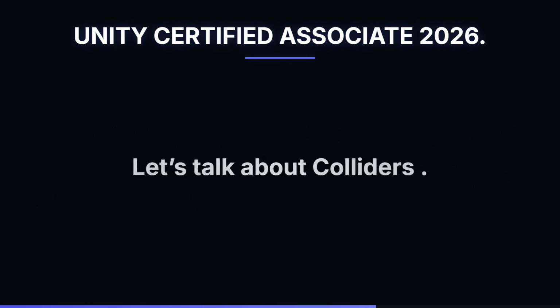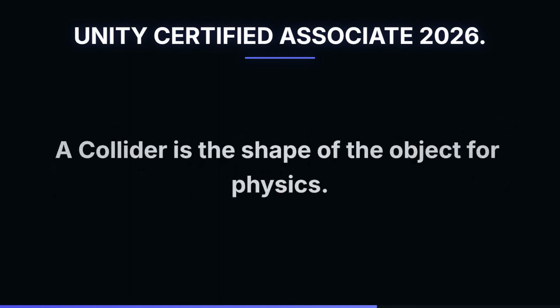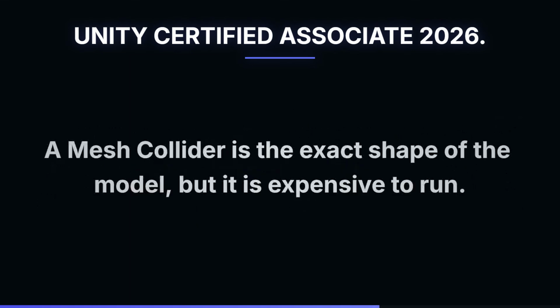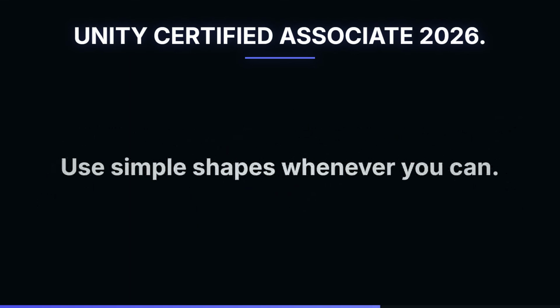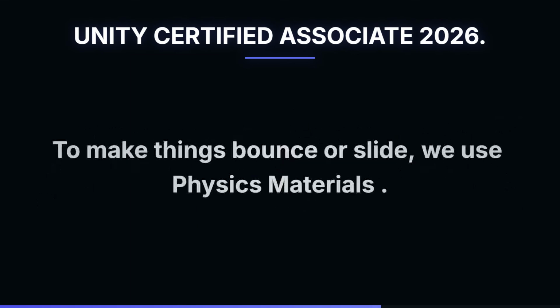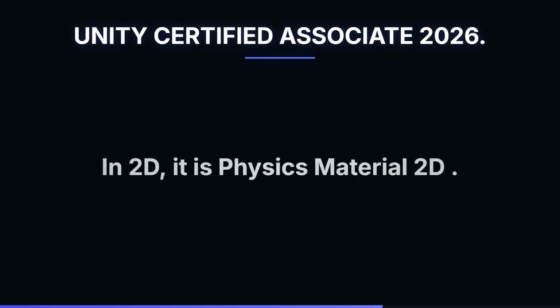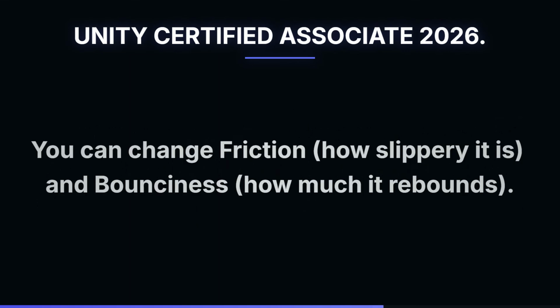Let's talk about colliders. A collider is the shape of the object for physics. A box collider is a square. A sphere collider is a ball. A mesh collider is the exact shape of the model, but it is expensive to run. Use simple shapes whenever you can. To make things bounce or slide, we use physics materials. In 3D, it is physics material. In 2D, it is physics material 2D. You can change friction, how slippery it is, and bounciness, how much it rebounds.